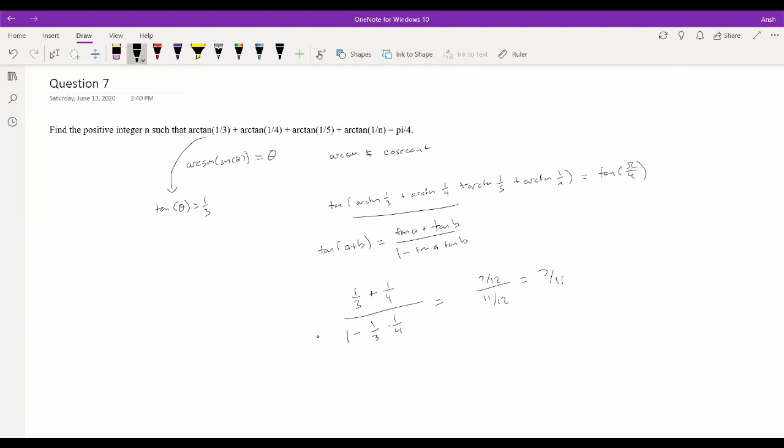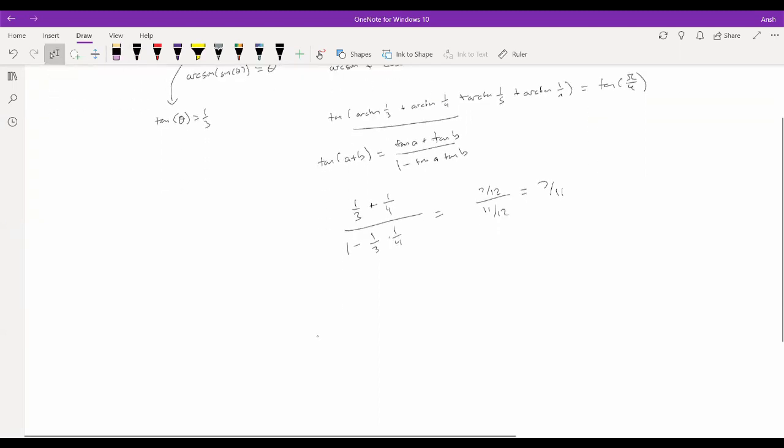Now, if you continue this, well, we can turn this back into an arctan. So our new sum becomes tangent of arctan of 7 over 11 plus arctan of 1/5 plus arctan of 1 over n. And this should equal tangent of pi over 4.